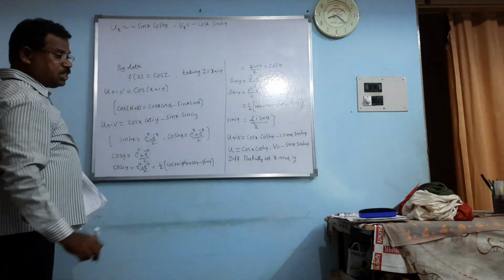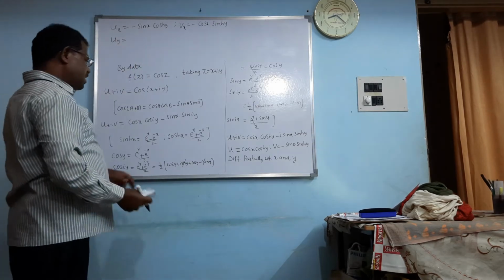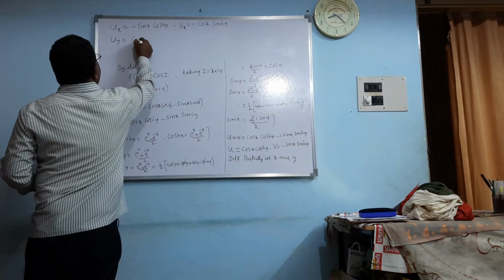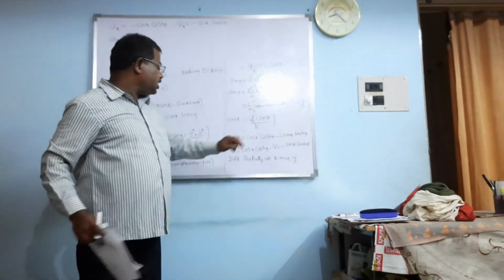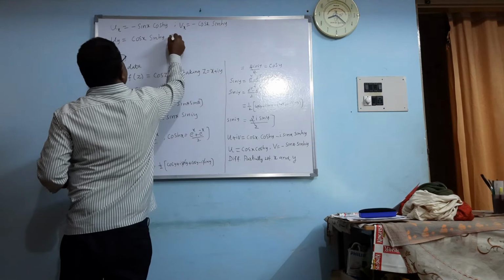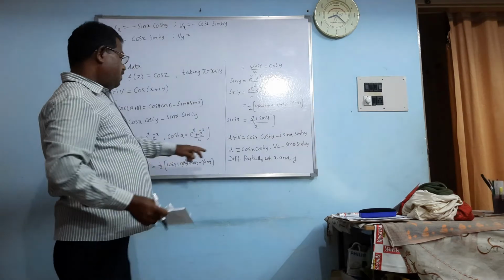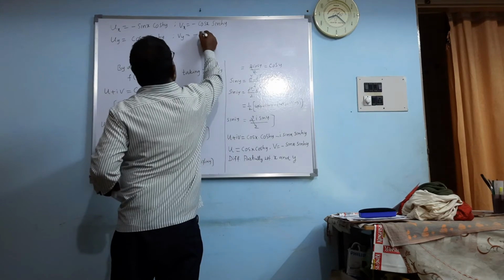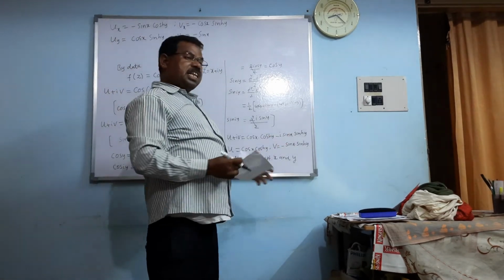Next, differentiating partially with respect to y means uy. Take this cos x, write down as it is. The derivative of cos hyperbolic y is sin hy. Similarly, differentiating partially with respect to y, v: this minus sin x, and the derivative of sin hy is cos hy.